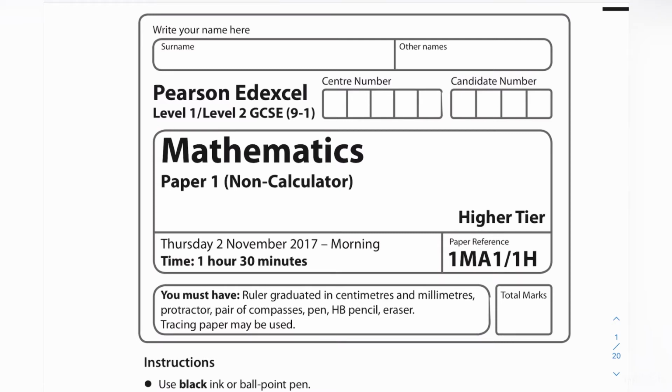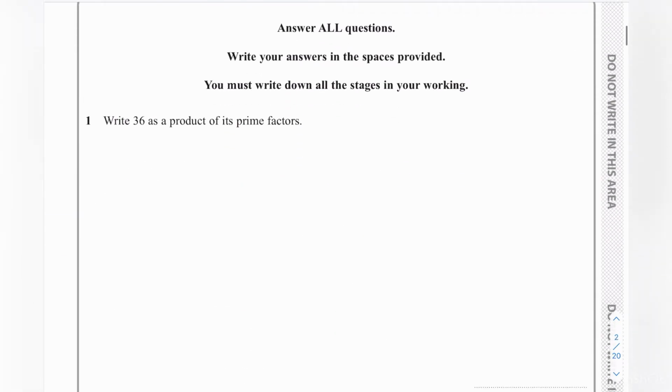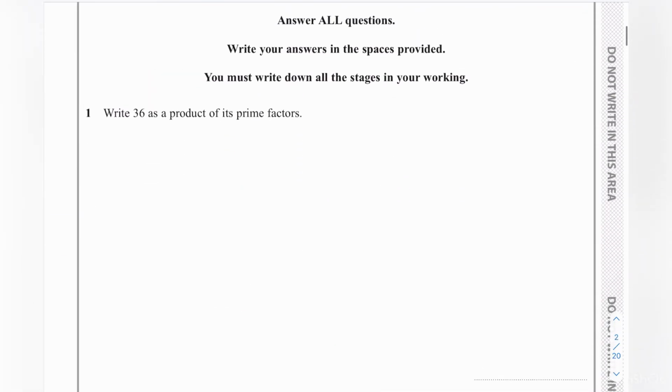Okay, so I'm going to talk you through the answers for question 1 to 4. So if you grab out a green pen, you can mark as we go. So write 36 as a product of its prime factors. I always find it useful to write the first few prime numbers at the top of my page.